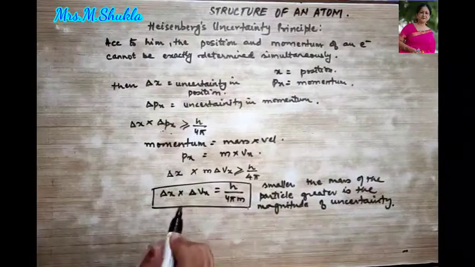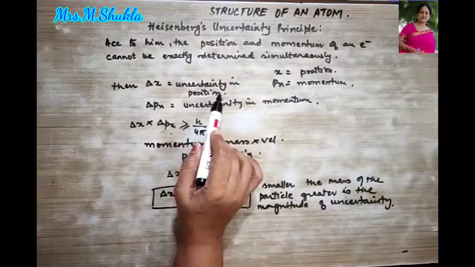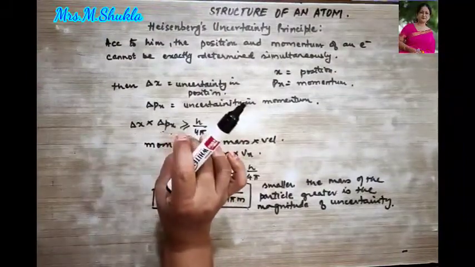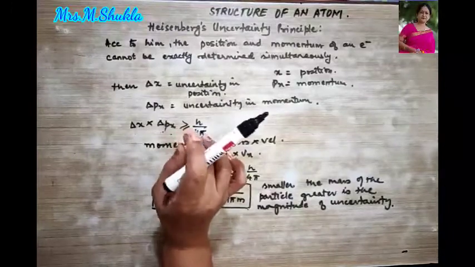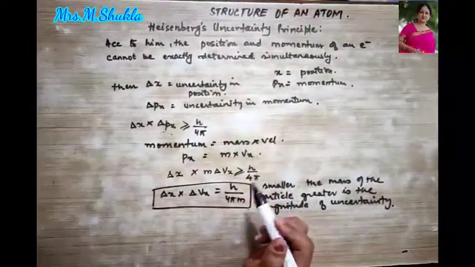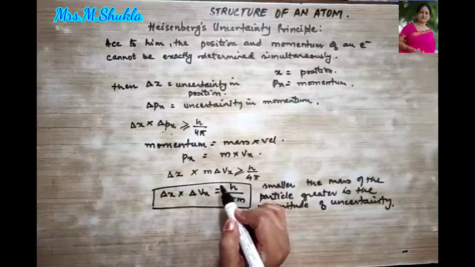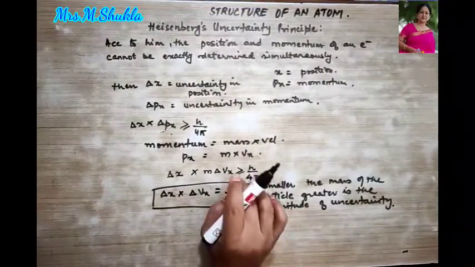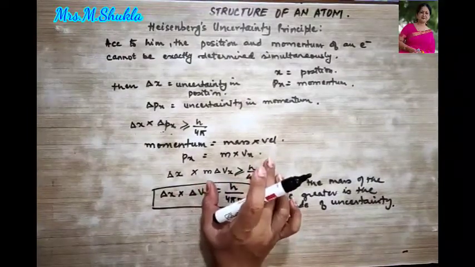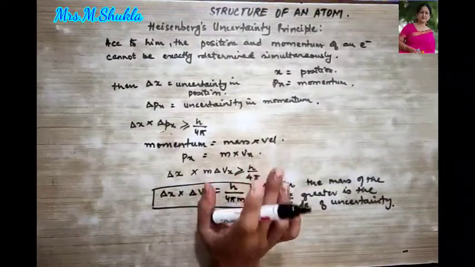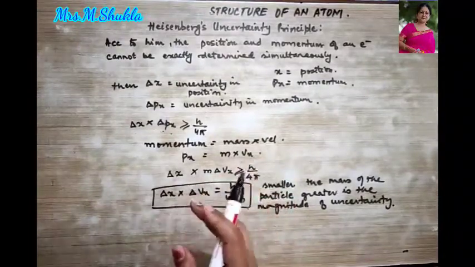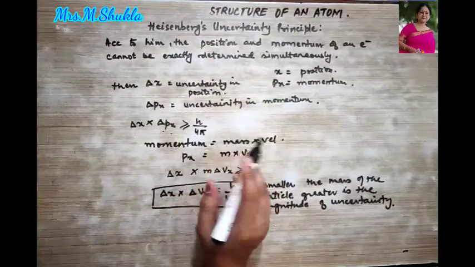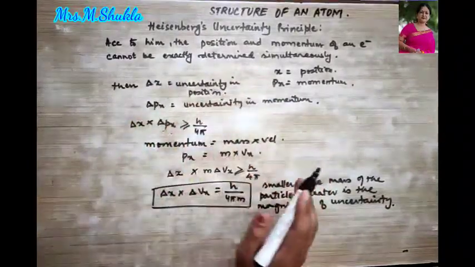Moreover, if your delta x, that is your uncertainty in the position, is very small, that is the position of the particle is known more or less exactly, then your delta v, that is the uncertainty in the velocity, would be large. Similarly, if an attempt is made to measure exactly the velocity of the particle, then the uncertainty with respect to the position will be very large.